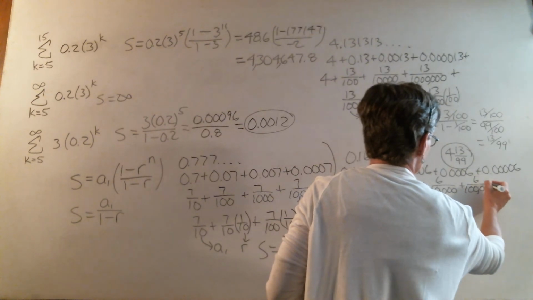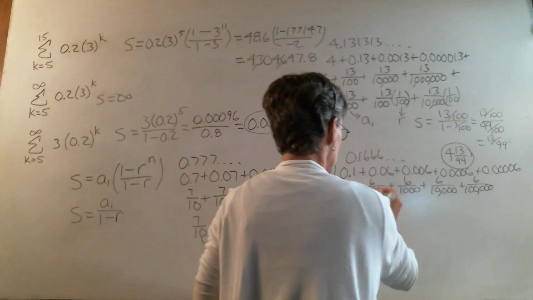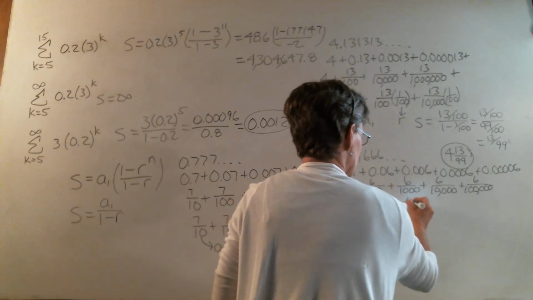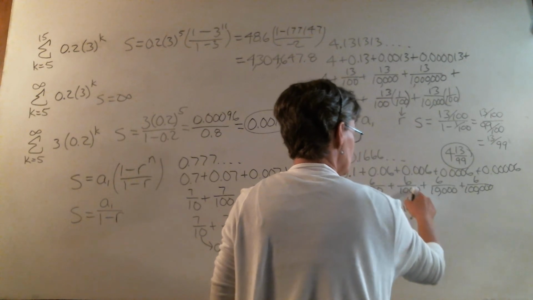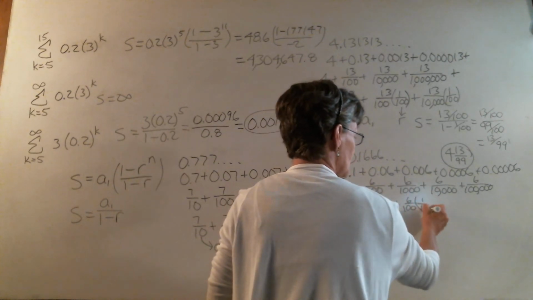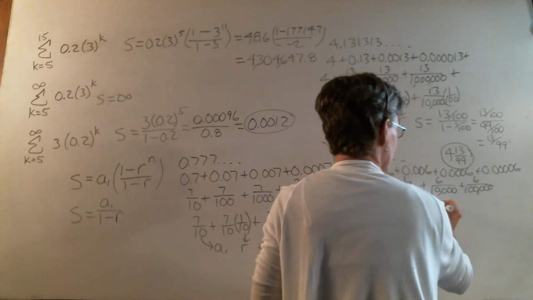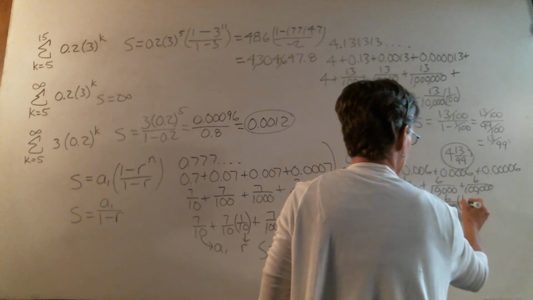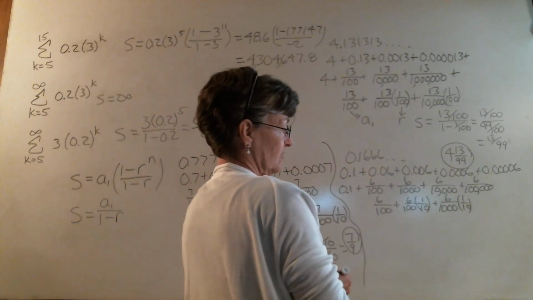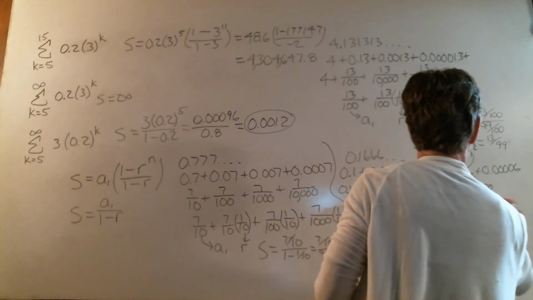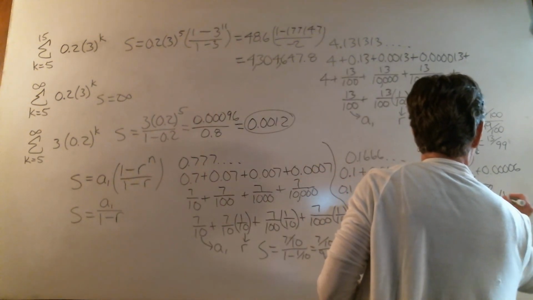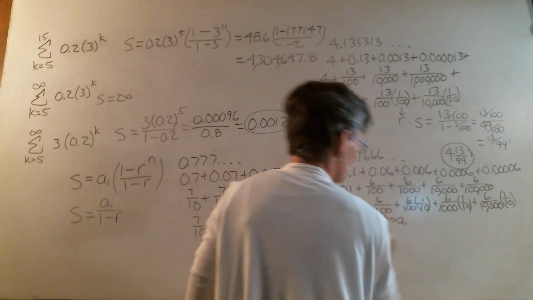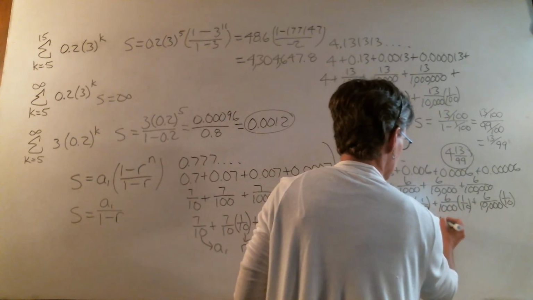Well, each one of these can be written as the number in front. So my first number is 6 over 100. Here's my second number, 6 over 100 times, all I have to multiply by is another 10, so 1/10. And then my next one is 6 over 1,000, and all I have to multiply by is 1/10 to make it 10,000. And then the next one, 6 over 10,000, and I just multiply by 1 over 10 to make it 100,000. So you can see that my A1, my first term, is 6 over 100. My R is 1 over 10.